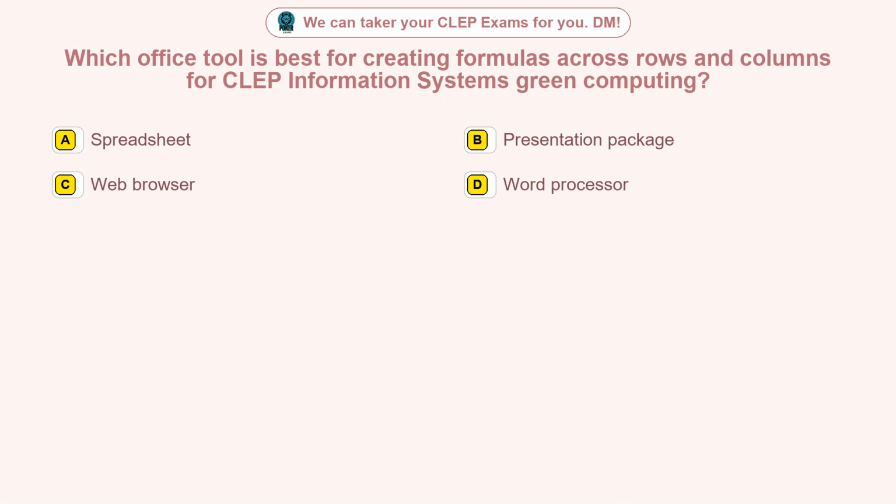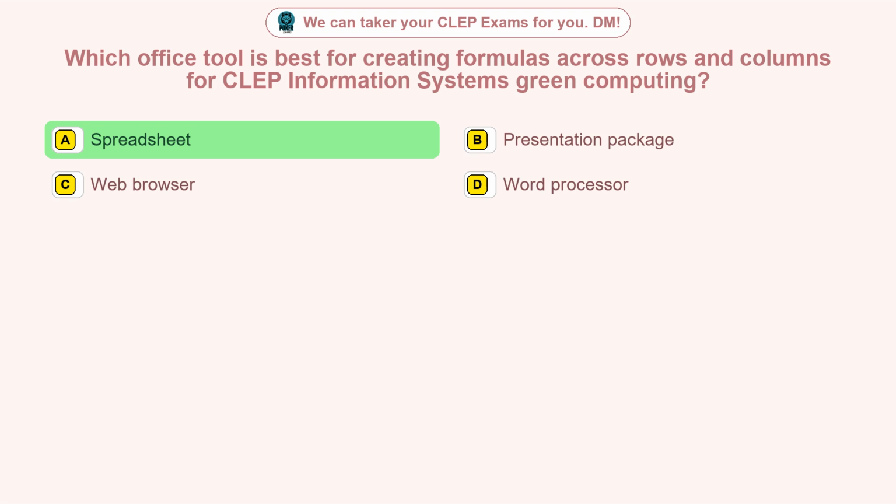Question 1. Which office tool is best for creating formulas across rows and columns for CLEP Information Systems green computing? Option A. Spreadsheet. Option B. Presentation package. Option C. Web browser. Option D. Word processor. The correct answer is option A.